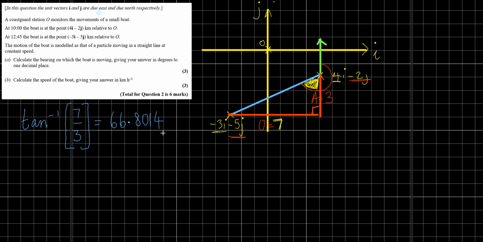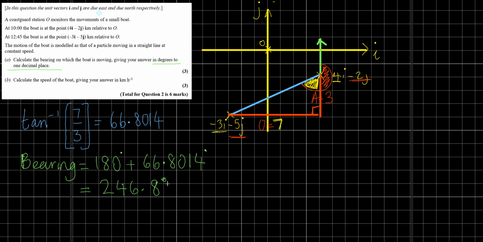Now we need to make sure we add this angle to 180, which is already there. So the bearing is going to be 180 plus 66.8014. We need to round the answer to 1 decimal place. So we would have 246.8 degrees.